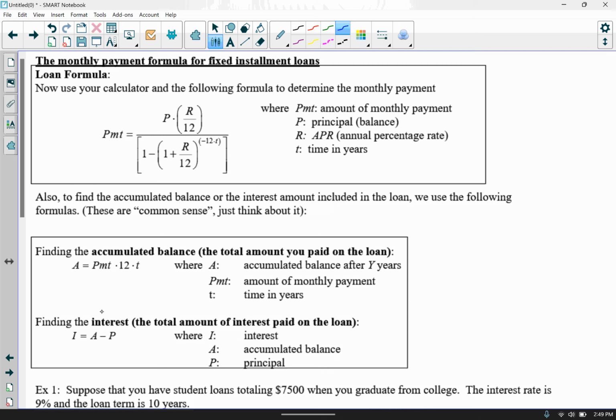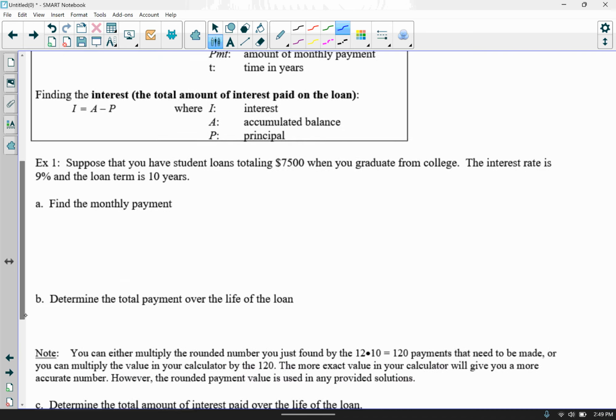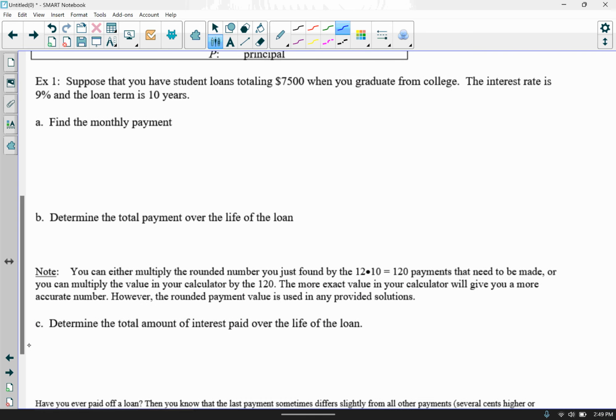All right, so let's come on down. Let's do example 1 from top to bottom, and then I'll let you flip it over and try example 2 on your own. In example 1, it says, suppose that you have student loans totaling $7,500 when you graduate from college. The interest rate is 9% and the loan term is 10 years. In part A, it wants us to find our monthly payment. So our monthly payment, I'm just using my formula from up above, is equal to, and I'll go ahead and draw my division symbol, your P, how much you're taking your loan out for. So you're taking the loan out for the full amount, $7,500.